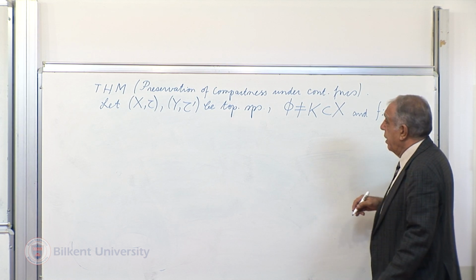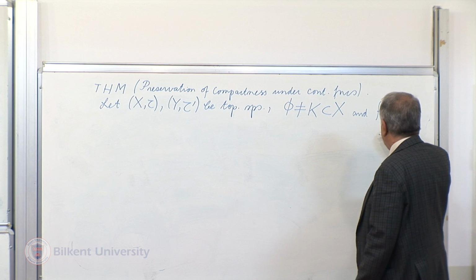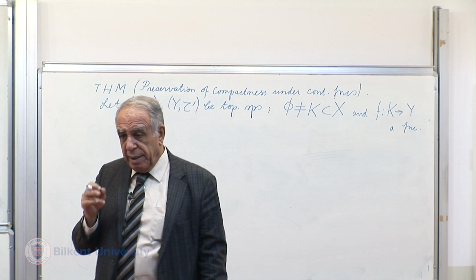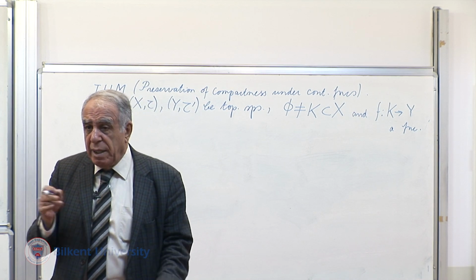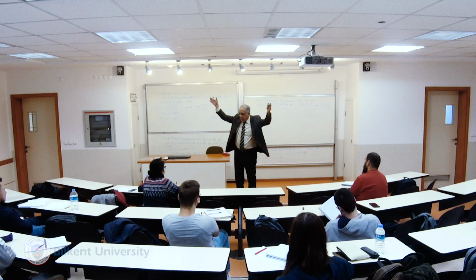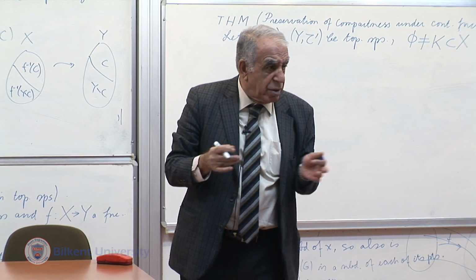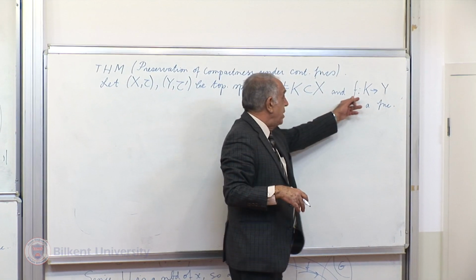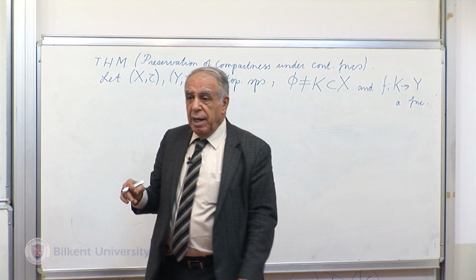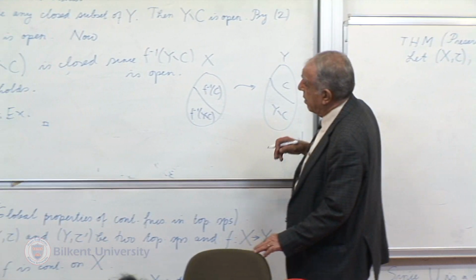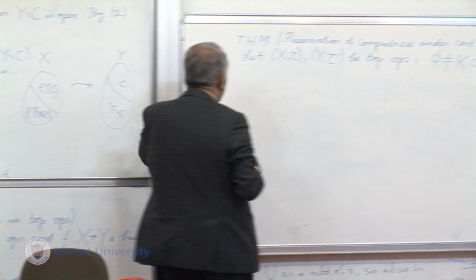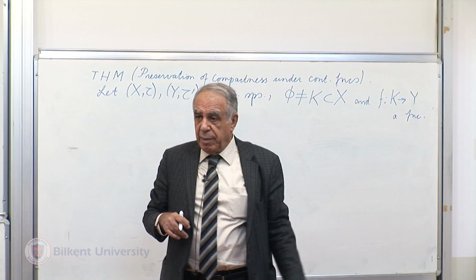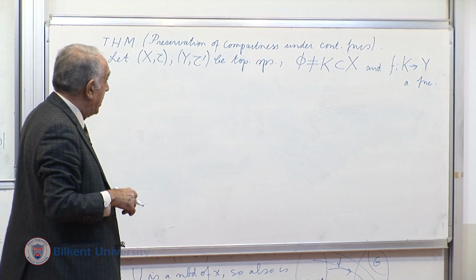Here, for f of K to be a compact subset of Y, I don't need continuity of f on the entire X. If it's continuous on K, that suffices. And here our convention is K is considered with the restriction: we relativize the topology tau on X to K, and K is considered under that relative topology.